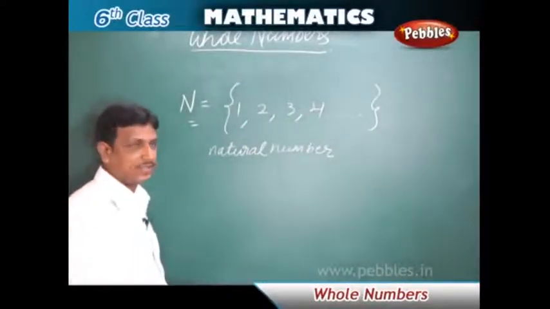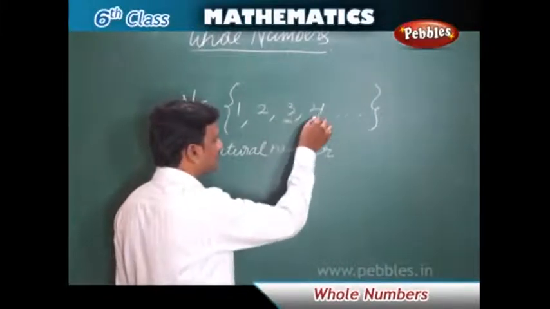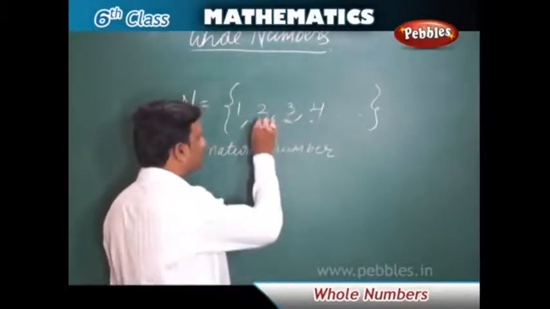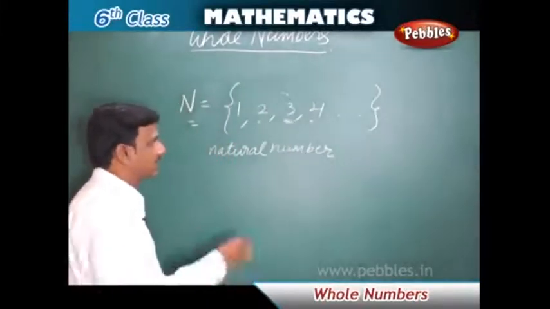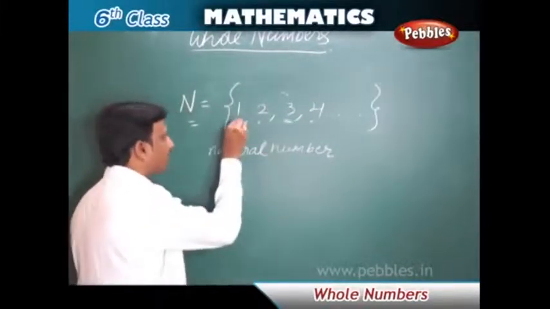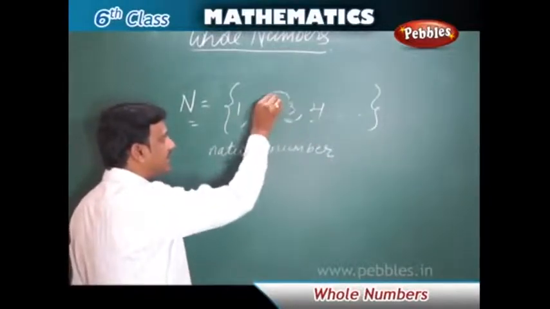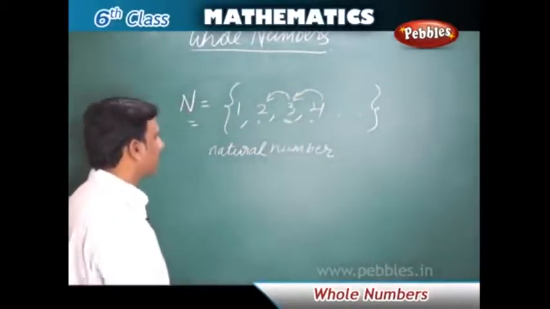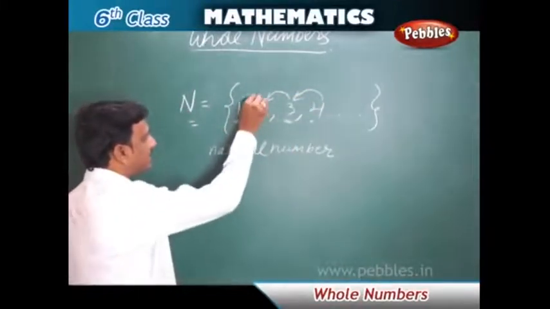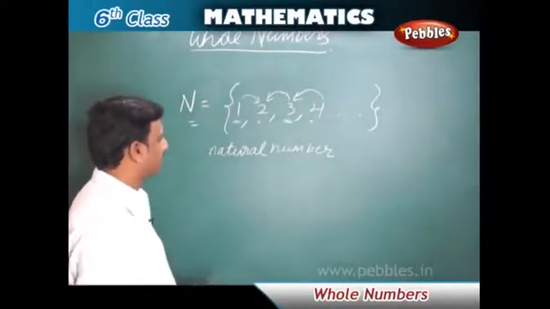So every natural number has a successor. For example, 3 has a successor 4. If you see 2, it has a successor 3. And in the same way, the natural numbers except 1, all other natural numbers have a predecessor. 3 has 2 as a predecessor and 4 has 3. But 1 has a successor, but it does not have a predecessor number.